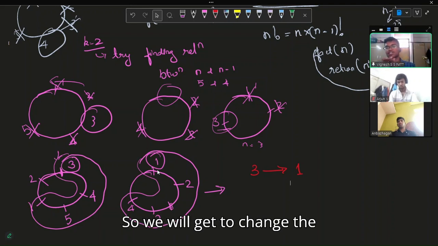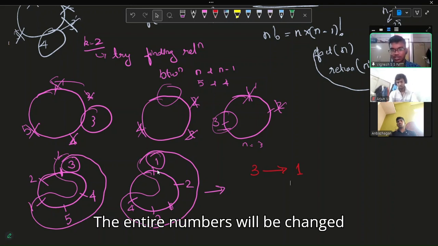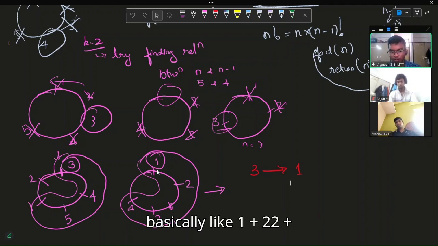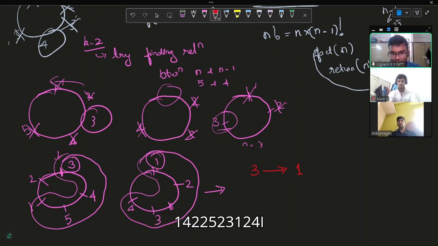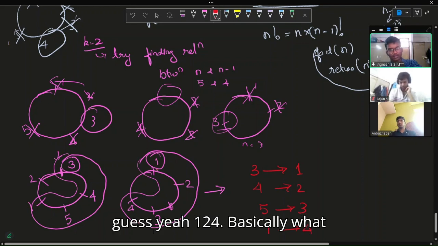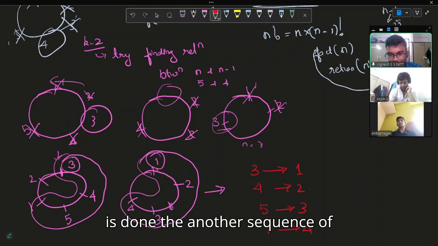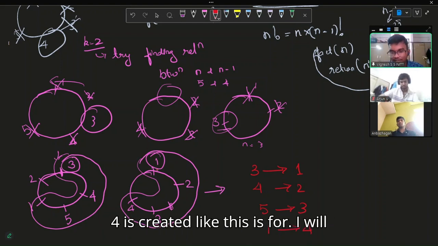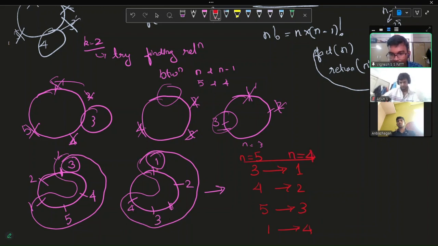So we change the numbers exactly from n minus 1 to n. The entire set of numbers will be changed. Basically, 1 plus 2, 2 plus 4, 3 plus 5. I will write it down and show. So 3 is changed to 1, 4 to 2, 5 to 3, 1 to 4, I guess. Yes, 1 to 4. Basically, if 3 is changed to 1, that is, minus 2 is done, another sequence of 4 is created. This is for n equal to 5. This is for n equal to 4. Here also this is the solution.